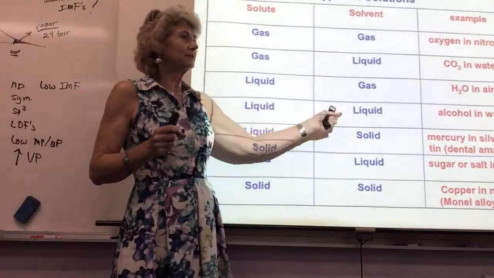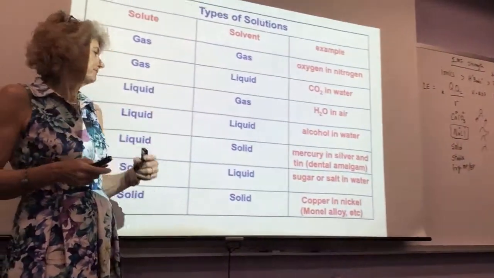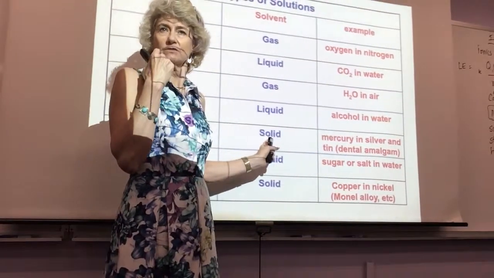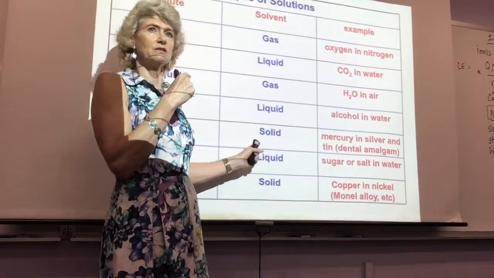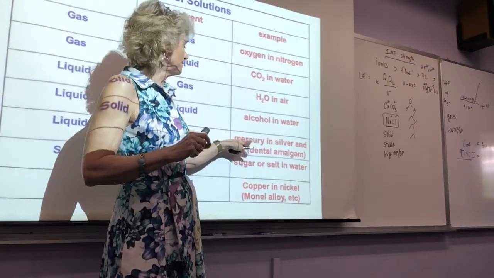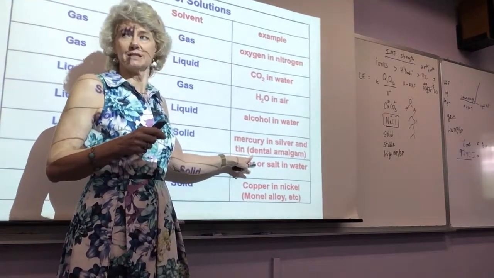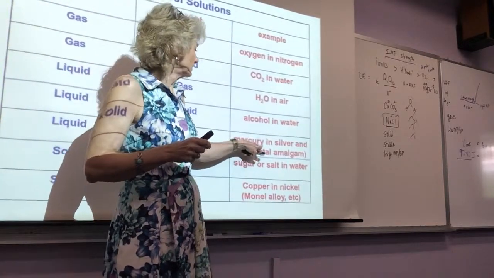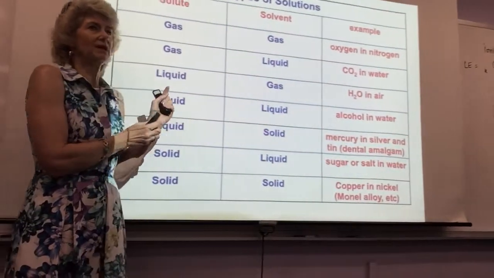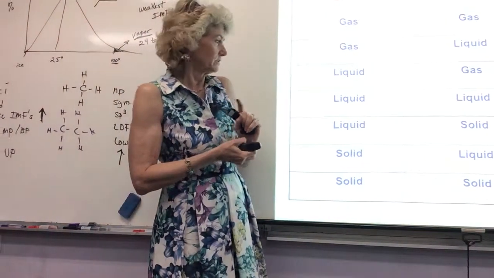A liquid in a liquid, this is like when you pour ethanol in water, like vodka in water. A liquid in a solid, this one, I don't know if any of you have silver colored fillings in your teeth. Yeah, they don't do them a lot anymore because the liquid is mercury, which is toxic unless it's bound up in dental amalgam. So liquid mercury in solid silver and tin is called dental amalgam. That's an example of a solution.